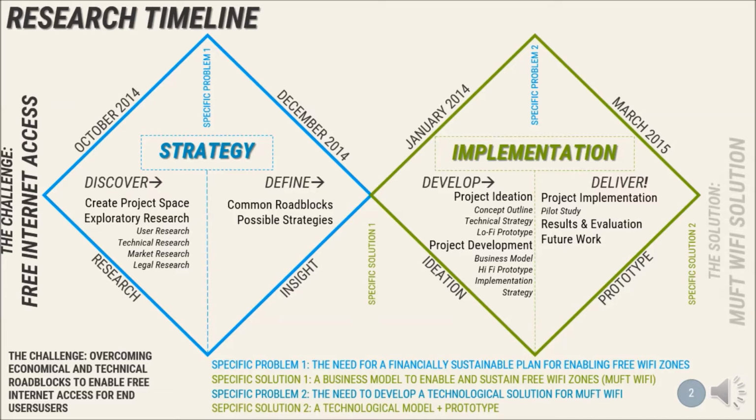We used IDEO's human centered toolkit to begin approaching our problem in four phases: discover, define, develop, and deliver. After creating a project space, we conduct an exploratory research, post which I started organizing all the ideas into possible strategies. Co-design sessions begin at the second stage with ideation, development, and implementation.